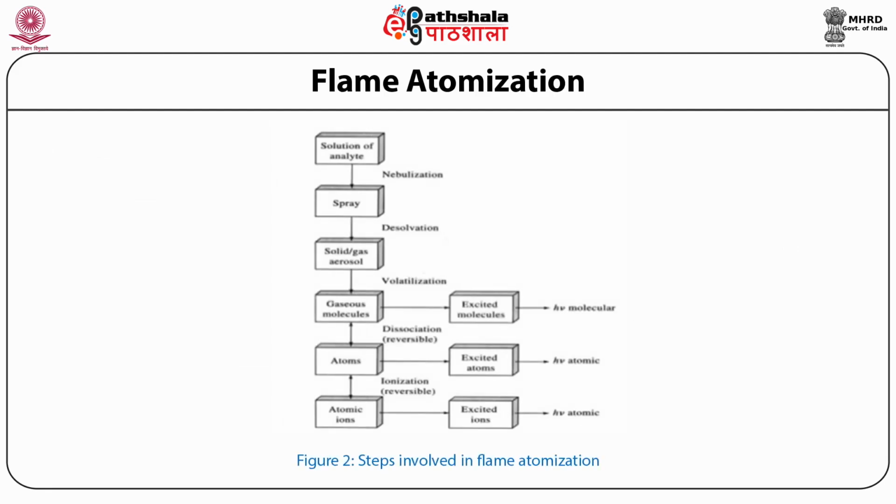The solution of analyte is nebulized and a spray is formed, and then dissolution takes place. A solid or gaseous aerosol is produced, which upon volatilization produces gaseous molecules. From gaseous molecules, by dissociation, either atoms or excited molecules are produced. From atoms, atomic ions are produced, or they get excited, with a wavelength which is characteristic to the atom.